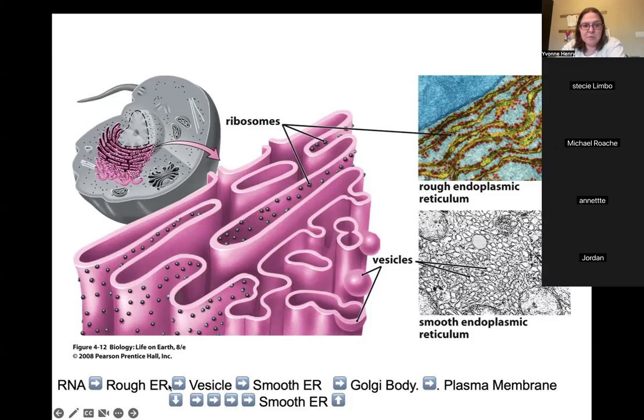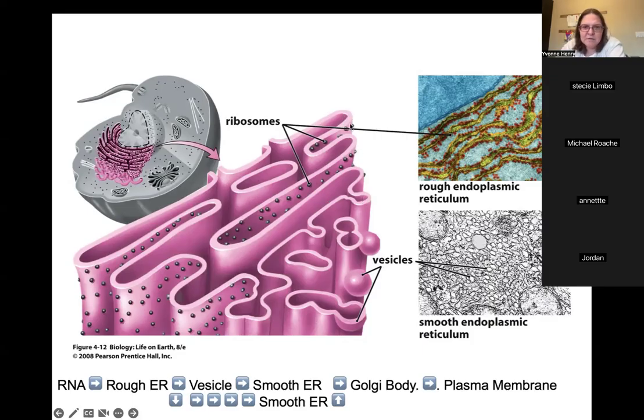or it can go directly from the rough endoplasmic reticulum to the smooth endoplasmic reticulum. That's what my arrowing on the bottom here means. So this corner here can pop off its own little vesicle, and then you might have a little vesicle floating up to the smooth endoplasmic reticulum here. It doesn't need to go through all of these little hallways here in the rough endoplasmic reticulum to get to the smooth one. It can bypass it.